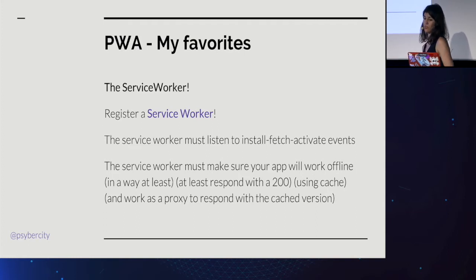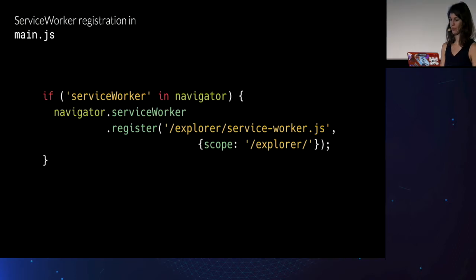So you need to register a service worker. The service worker must listen to 3 different events: the install, the fetch, and the activate events. And the service worker must make sure your app will work offline, or at least respond with 200 using your cache, and it will work as a proxy to respond with a cache version. So let's see how this would work. First of all, register your service worker in your app's entry point, which is usually the main.js or whatever you call it. Check, of course, in the navigator that the service worker exists, and then register it in the correct scope.